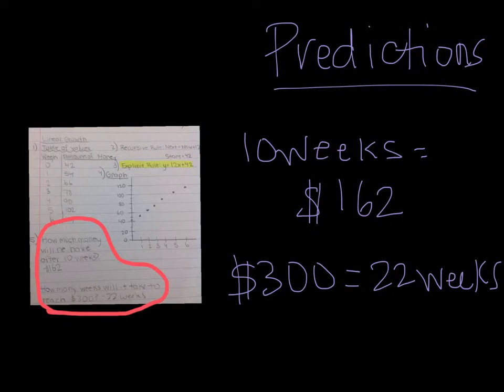Lastly, for our predictions, for how much money he'll have after 10 weeks, we plugged it into the explicit rule, and we got $162. And then for how many weeks it'll take to reach 300, you had to do it kind of backwards and solve it like an equation, putting in 300 for the y. 22 is the answer, so you find that.